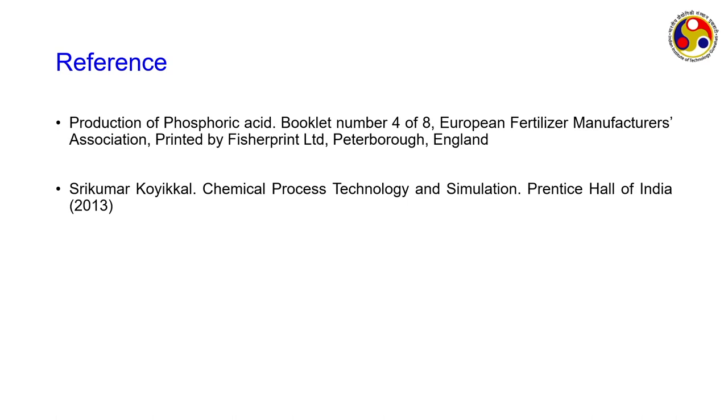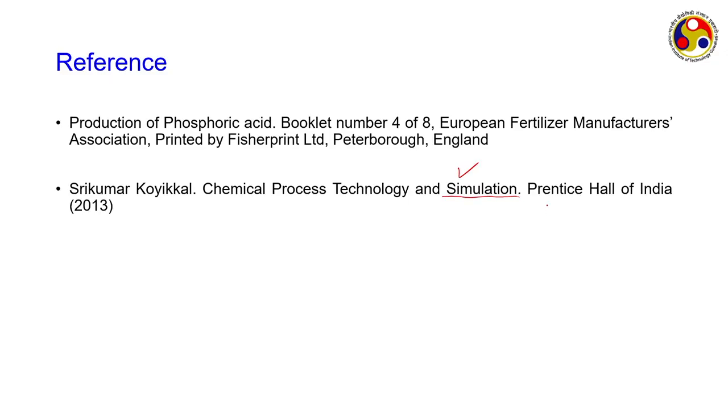You should follow Production of Phosphoric Acid, booklet 4 of 8, from the European Fertilizer Manufacturers Association, printed by Fisher Print Limited, Peterborough, England. You may also look at the book Chemical Process Technology and Simulation, written by Shri Kumar Kokiyal, who himself has been an industrial person. Since simulation is not a part of our course syllabus, the book also covers how, given the reaction, you can simulate the entire process in commercial process software packages such as Aspen. That has been covered very nicely. You should follow this book primarily for phosphoric acid. It is a Prentice Hall of India publication. Thank you.